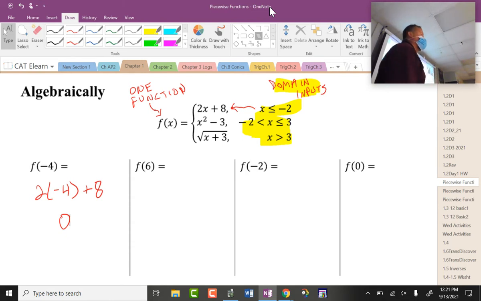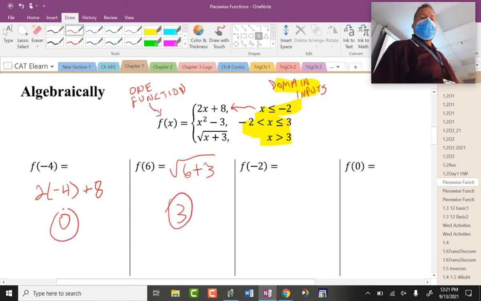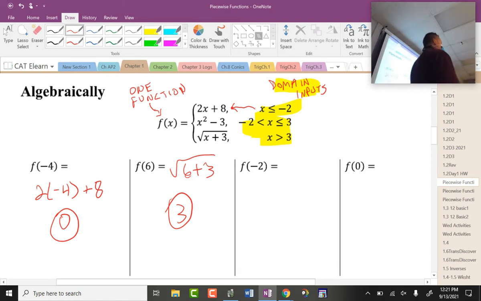Okay, where do I plug in the 6? First, second, or third part? Third. So that means I have to go to this piece. What's 6 plus 3? Square root of 9. Output. Input, output. Then we'll see how we actually graph these. But what we're doing here is very important.